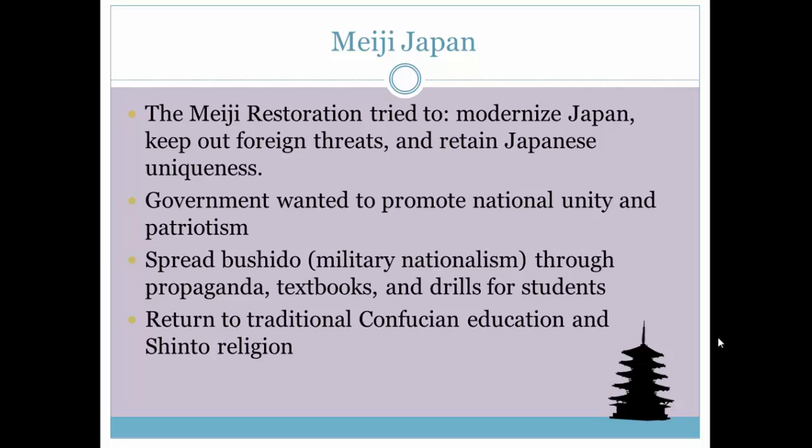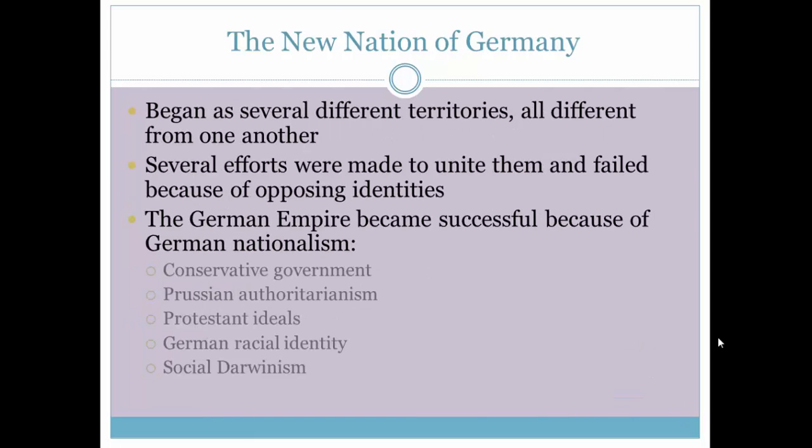They also, like I said, wanted to return to traditional beliefs. So Confucian teachings became standard in textbooks, and so did the traditional Japanese Shinto religion, its beliefs. And then Germany is a bit different. It wasn't a united country to begin with. It was several different little principalities, and they all had separate dialects. And so every single effort that was made to unite these usually failed because everyone was a little different and everyone had different beliefs, and they never felt that whole.